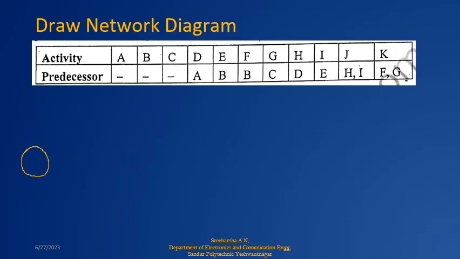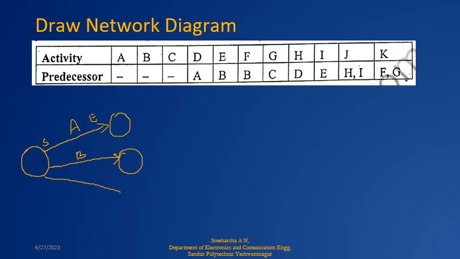Three activities are starting at a time. There are no preceding activities for A, B, C, which means at the beginning all 3 can start in parallel. This is the start node. When the project starts, A starts and ends here, so I will write A here. This is the start and this is the end of A. One more activity that starts along with this is B. B starts here and ends here, so I'll write B here.